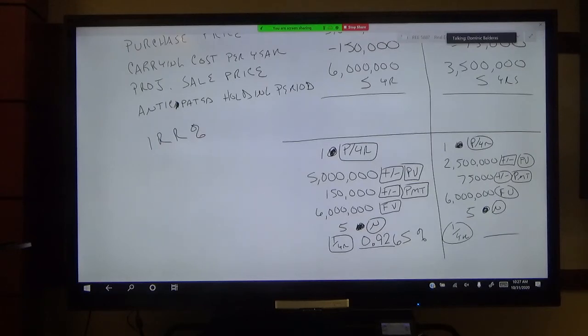Dr. Corey, is REE supposed to have a 6 million future value, or is it supposed to be 3.5? Oops, thank you. Getting ahead of myself. Okay.